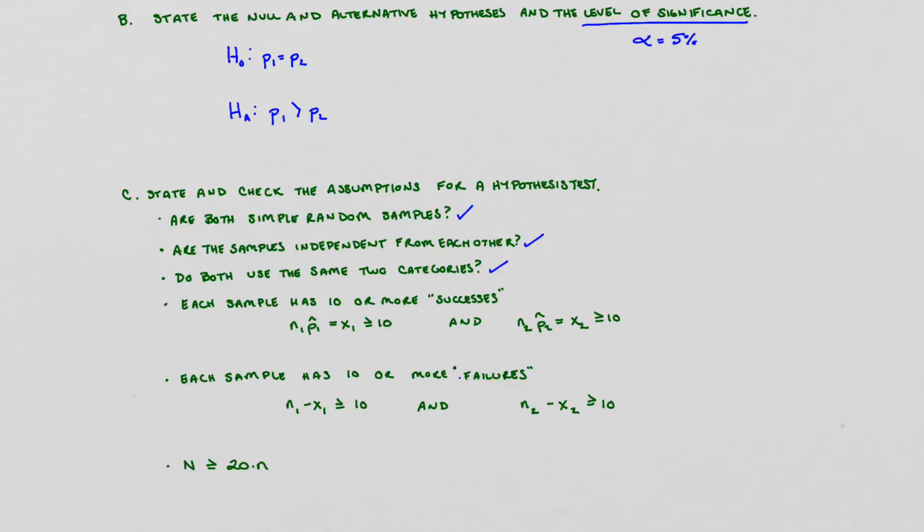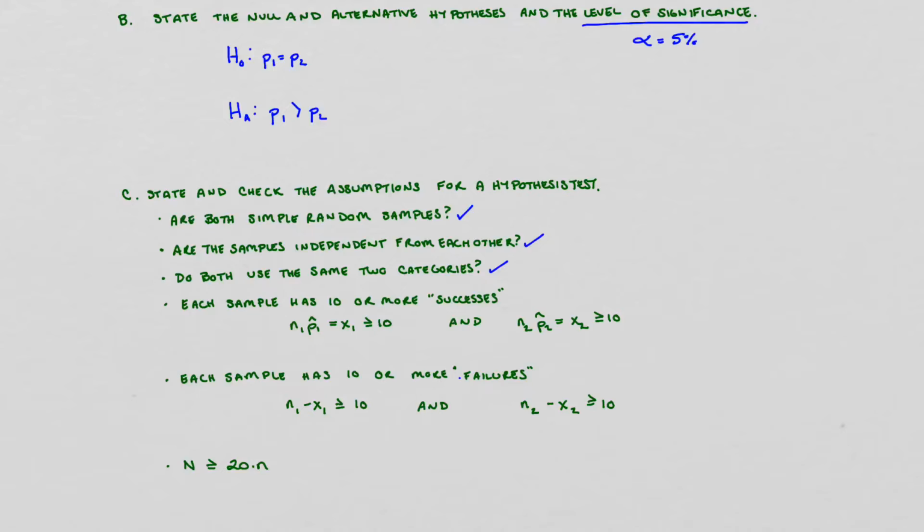Now we want to note if each sample has 10 or more successes and if each sample has 10 or more failures. Depending on the textbook that you're working with, they may use 5 instead. I'm going to go ahead and work with 10. I don't have to worry about the formulas that I have laid out here. I actually already know the number of successes, in other words, the number of females who are taking the biology exam and the number of females who are taking the calculus exam.